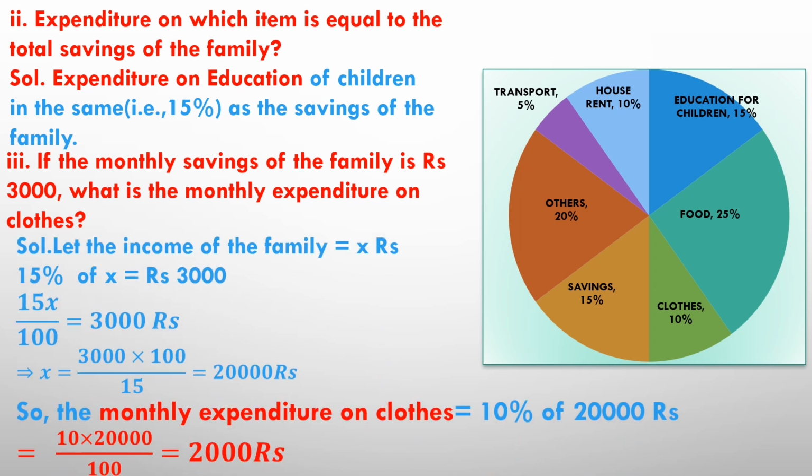Let us consider the total income of the family is equal to X rupees. Savings is 15% of this total income. 15% of X is equal to 3000 rupees, which gives us 15x by 100 is equal to 3000 rupees. X is equal to 3000 into 100 by 15, 20,000 rupees. This 20,000 rupees is the income of the family, and expenditure on clothes is 10% of this income, that is 10% of 20,000 rupees. 10 into 20,000 by 100, 2,000 rupees.